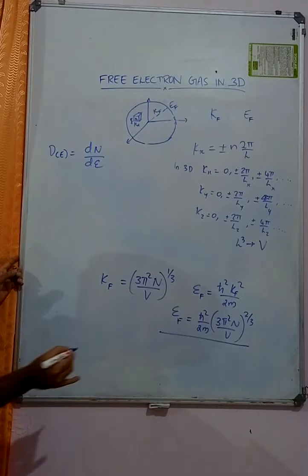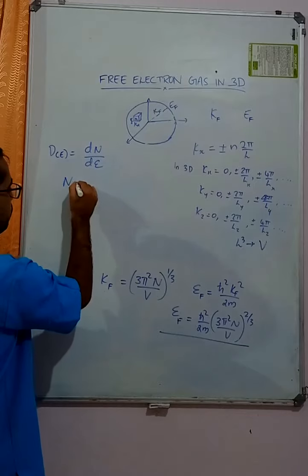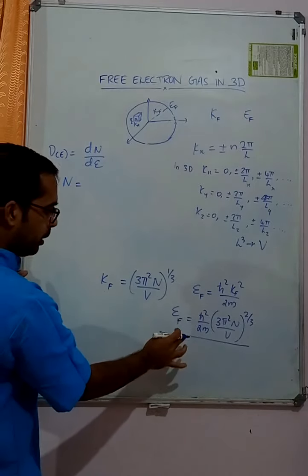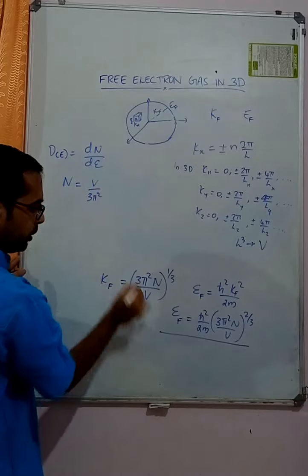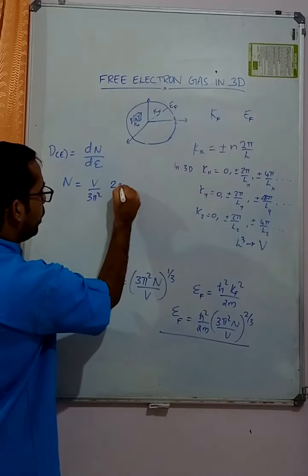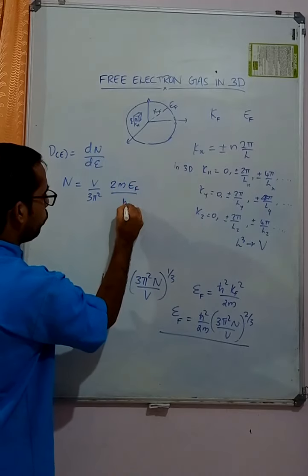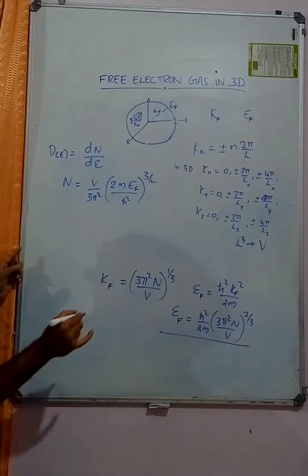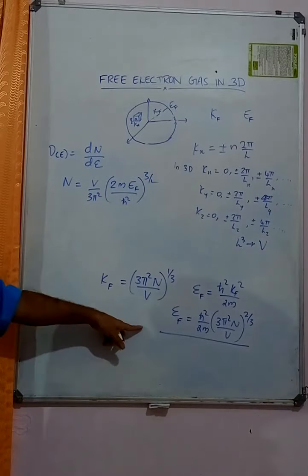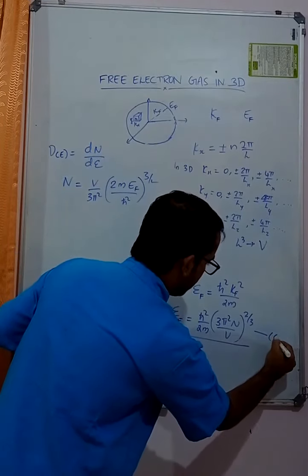We can get the expression for the number of orbitals from the expression of Fermi energy, that is N, which will be V by 3 pi square into (2m EF by h cross square) all raised to 3 by 2. So this is the expression for N from the expression of Fermi energy. We can put an equation number here, I think it is 6.